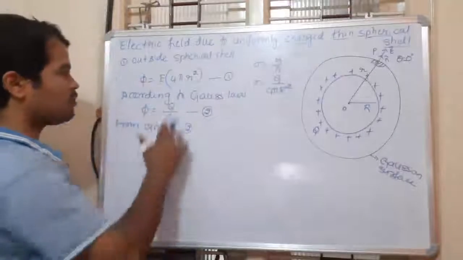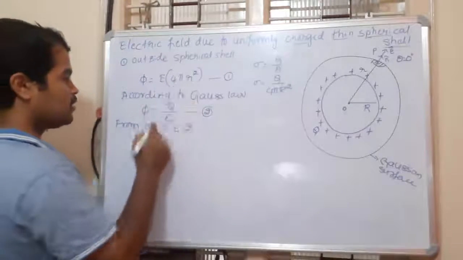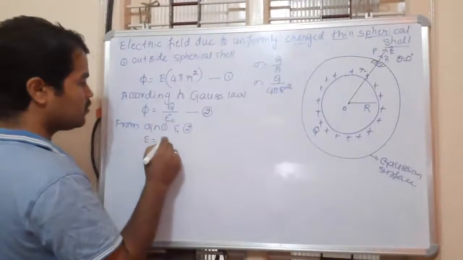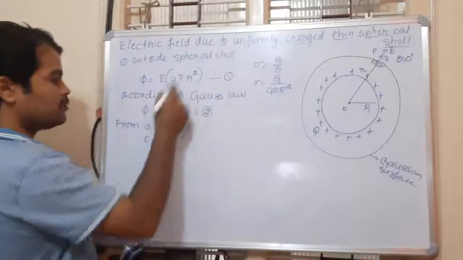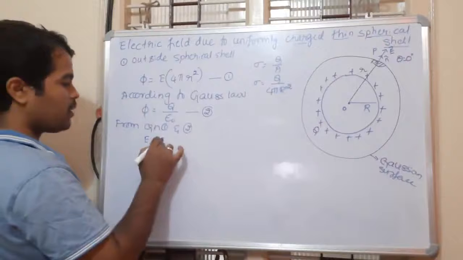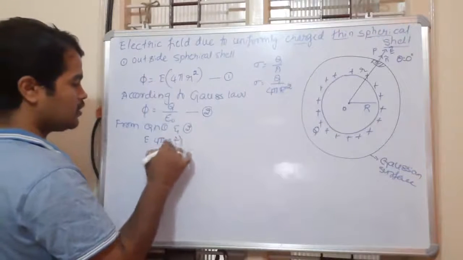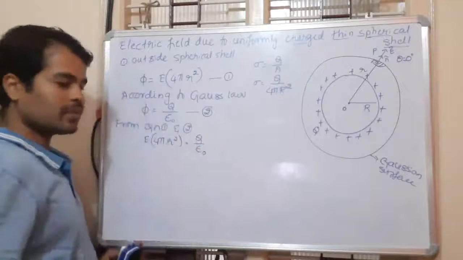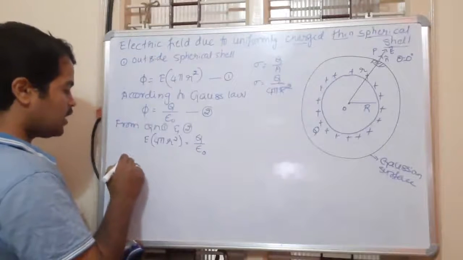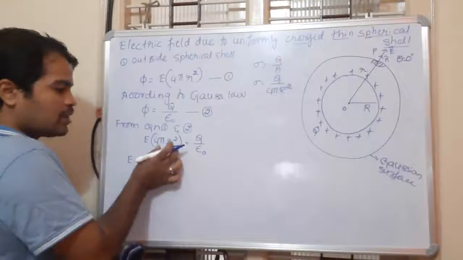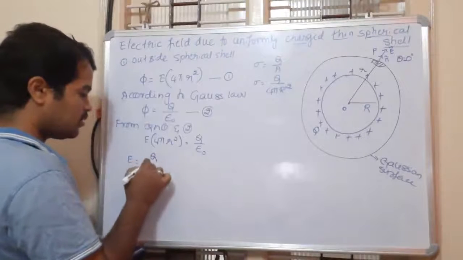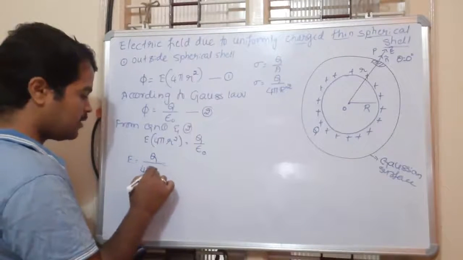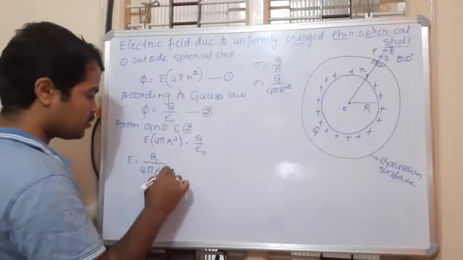Now from equation number 1 and 2, what can we write? Electric field E into 4 pi small r square equals Q by epsilon naught. Now from this, electric field E equals, 4 pi r square goes to the other side, Q by 4 pi epsilon naught into r square.